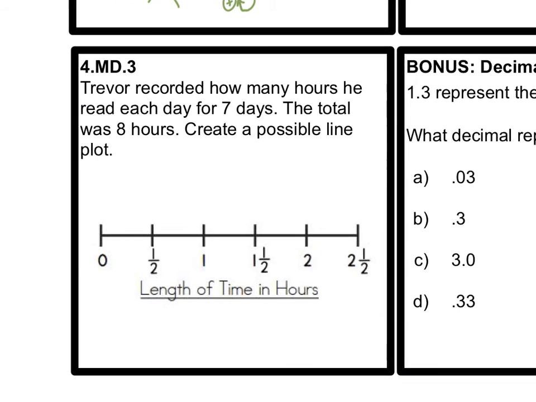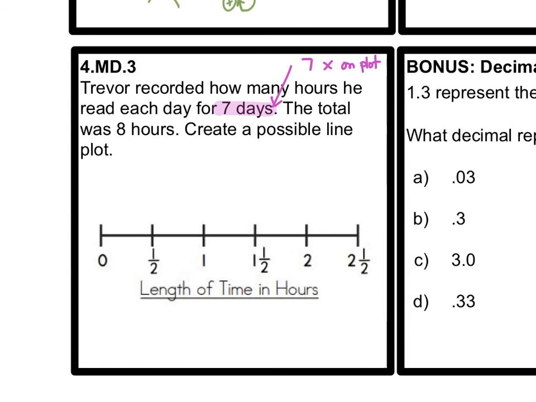Okay, Trevor recorded how many hours he read each day for 7 days. The total was 8 hours. Create a possible line plot. So there are so many different combinations you can do with this, but you have to have these stipulations. Because it says he read for 7 days, this means that you need to have 7 X's on the plot somewhere. So 7 X's on the plot.